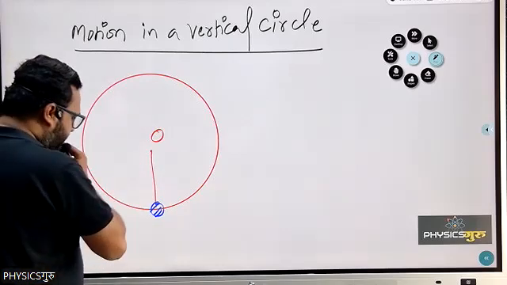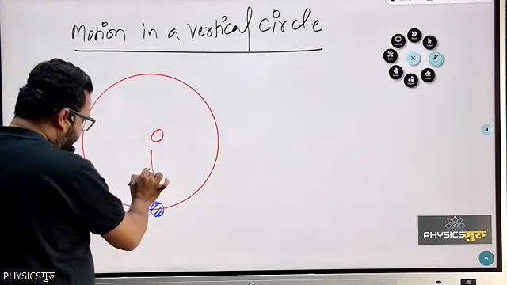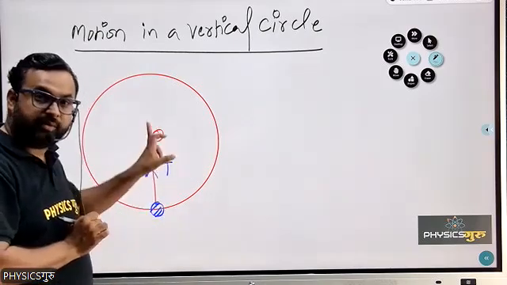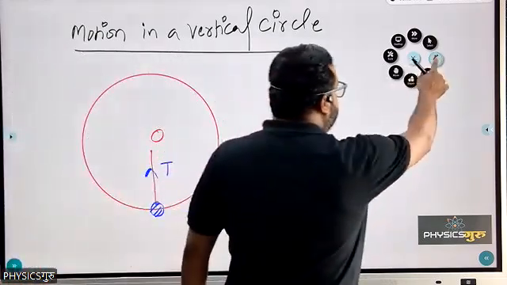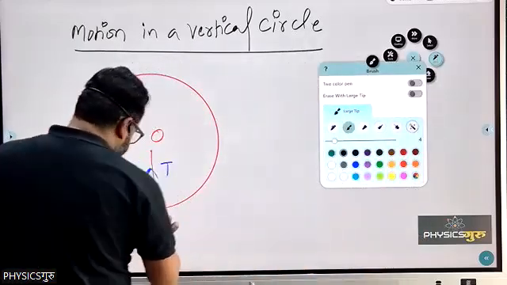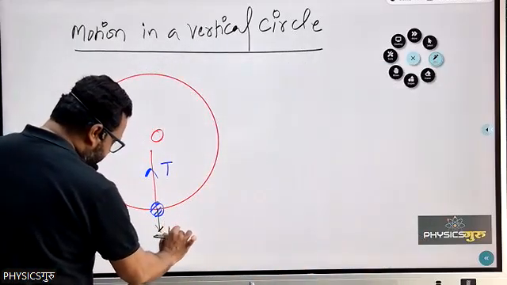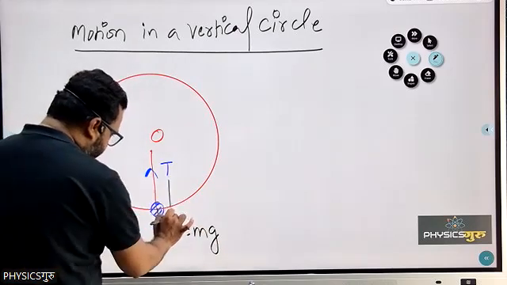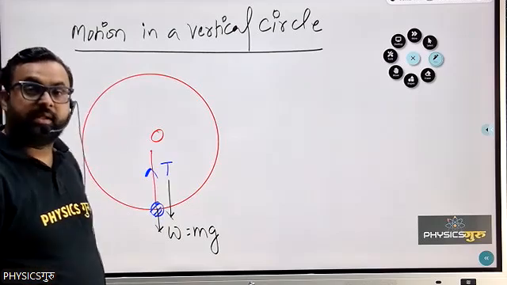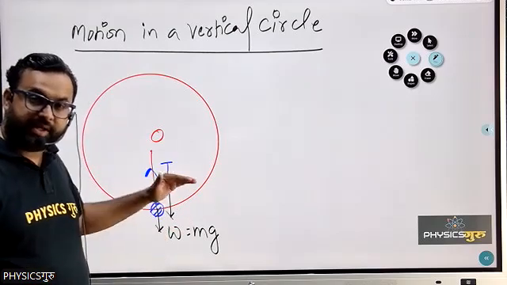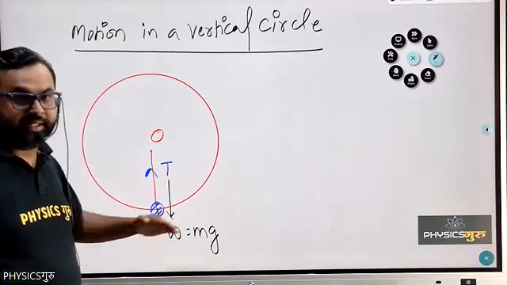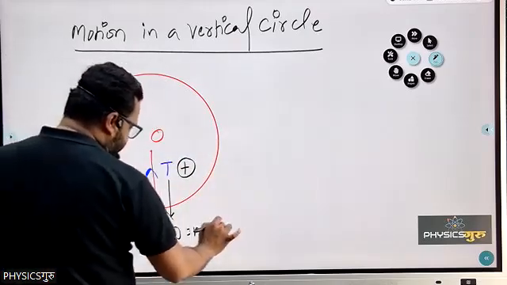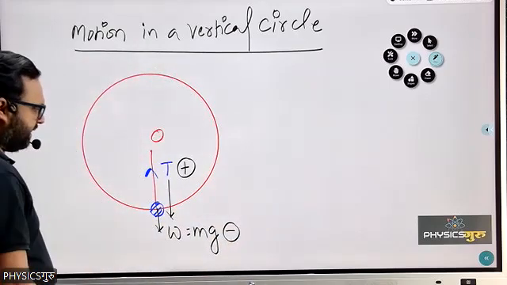Now, this body is attached with a thread, so the tension will act in the upward direction. Tension always acts away from the object. The second force acting is the weight, downward, W equals mg. And there is a virtual force acting, called the pseudo force, that is the centrifugal force, which always acts away from the center. Tension acting upward we take as positive, weight acting downward we take as negative.